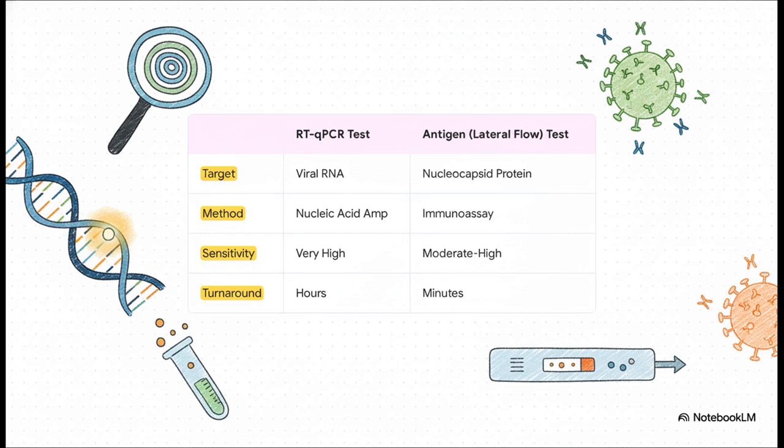This is a technique that detects viral RNA with extremely high sensitivity because it amplifies the genetic material. Second is the rapid antigen test. Instead of RNA, it detects viral proteins, usually the nucleocapsid protein, because there's a lot of it. It's much faster, but since it doesn't amplify anything, it's just inherently less sensitive.